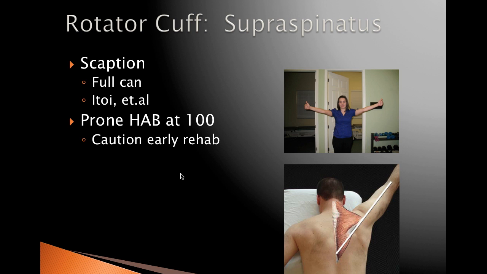Another good exercise, which is also for the lower trap, prone horizontal abduction at 100 degrees. We want to be careful also because if somebody is not able to stabilize with their lower trap enough, they're going to impinge because that shoulder is going to elevate and tip forward, and they're going to have problems.